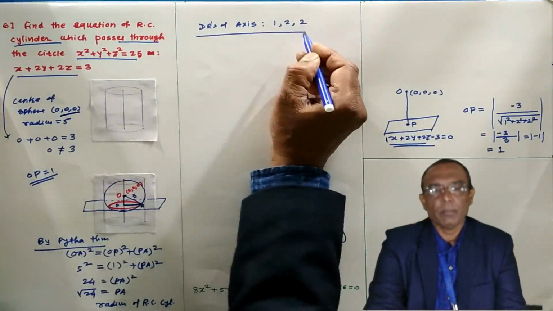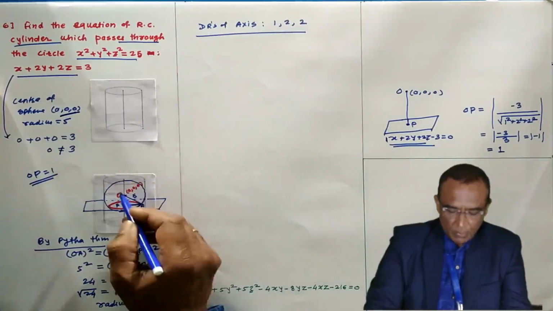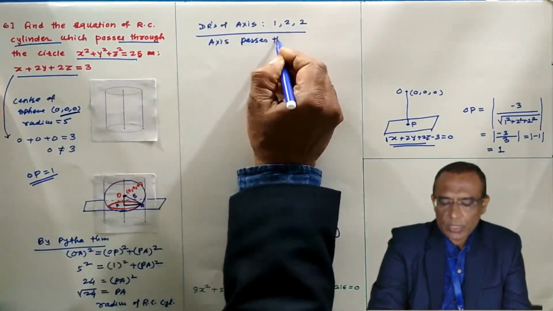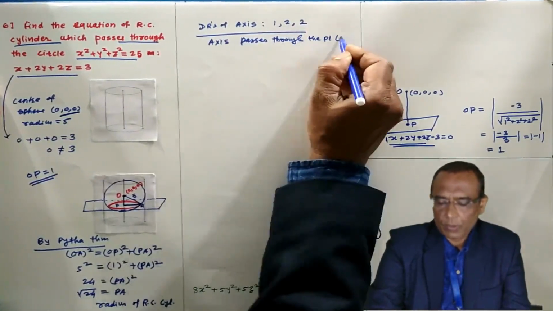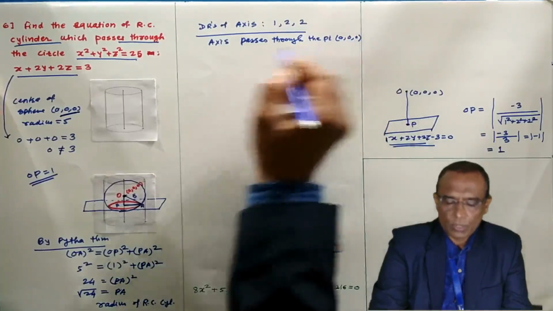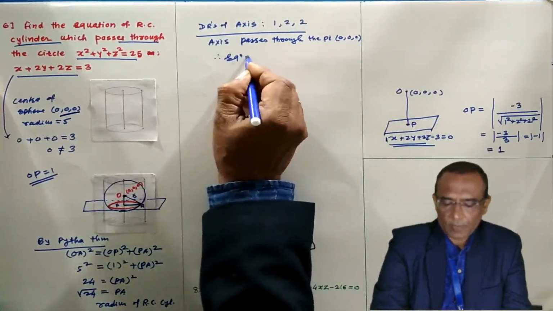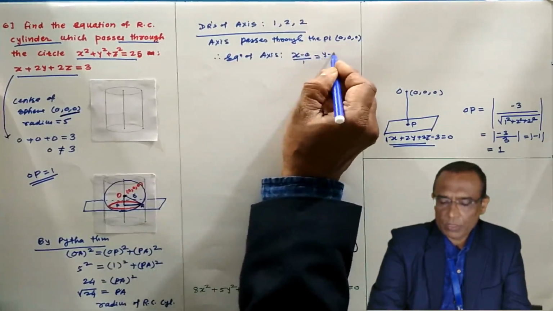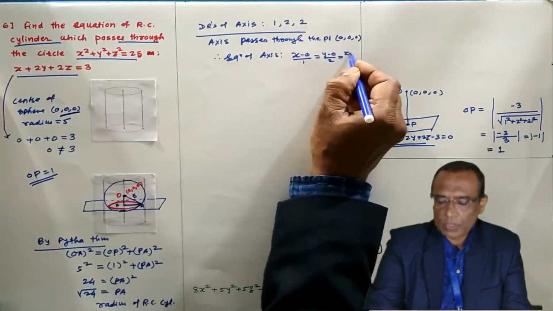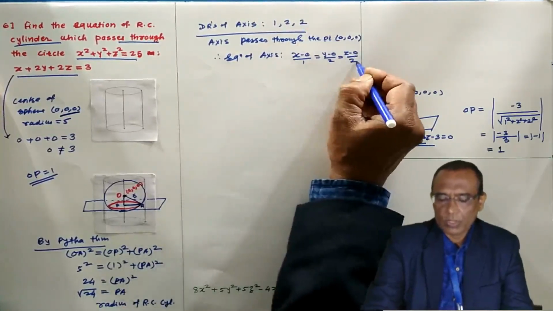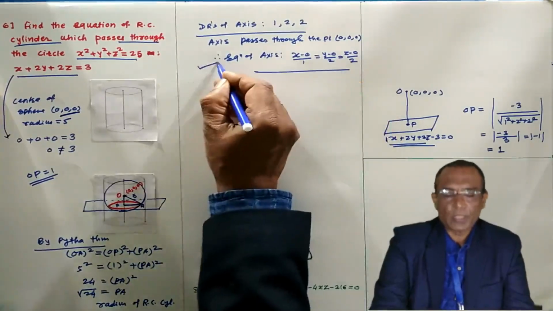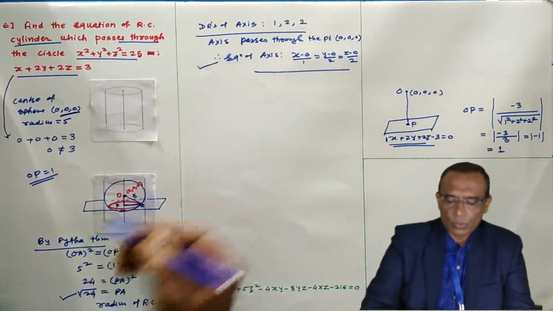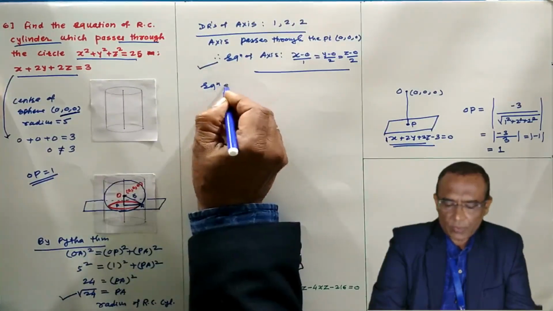Okay, that we have seen previously. And the axis passes through the point 0, 0, 0. The axis passes through the center of the sphere. Therefore, the equation of the axis we can write now: x minus 0 by 1, y minus 0 by 2, and z minus 0 by 2. This is the equation of the axis. Now, the equation of the axis is known to you. The radius of the right circular cylinder is known to you. So you can write the equation of the right circular cylinder now.